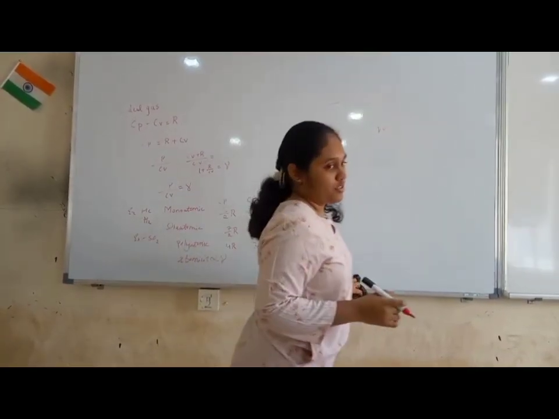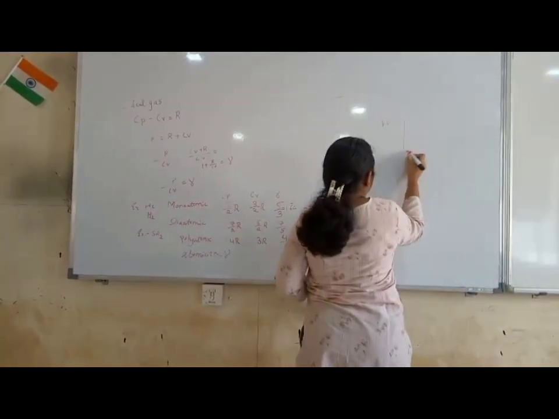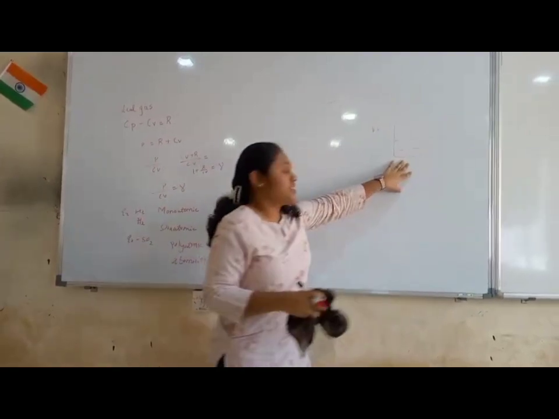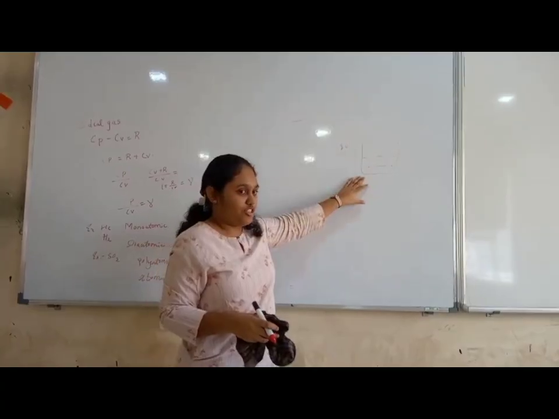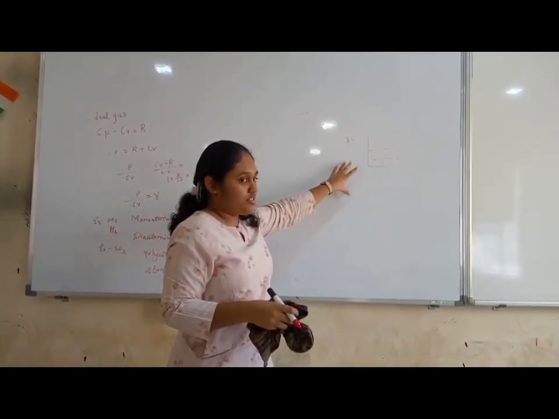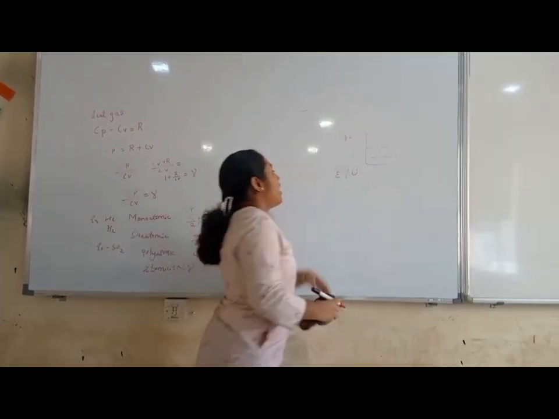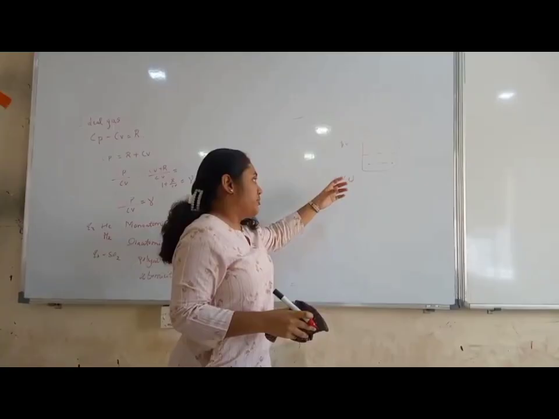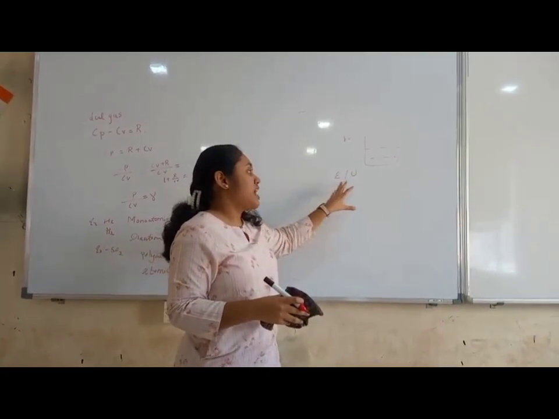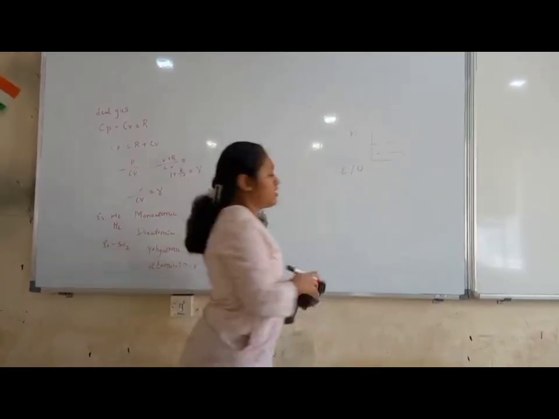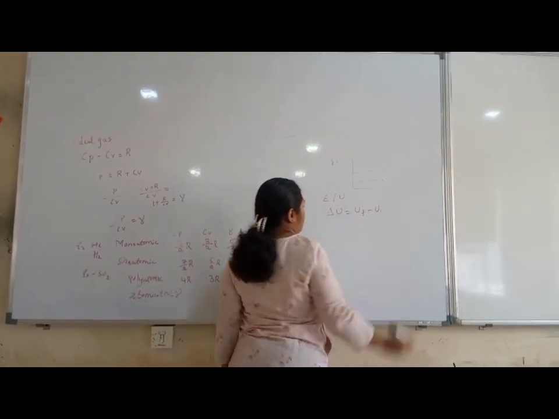So let's come to another topic, that is internal energy. So what is internal energy? All the energies inside a system, either kinetic energy, potential energy, rotational energy, translational energy, the sum of all of these is internal energy. Internal energy is denoted by E or U. Internal energy is an extensive property and it is a state function. We cannot calculate its absolute value, so we calculate its change. That is delta U, U final minus U initial.